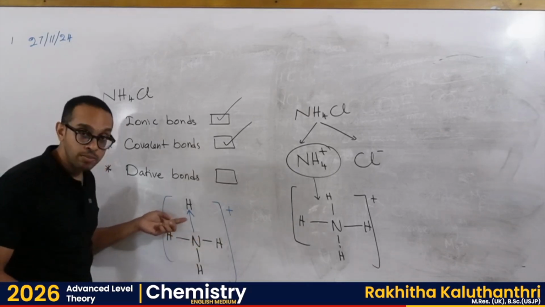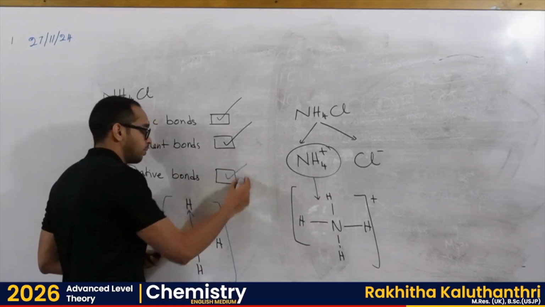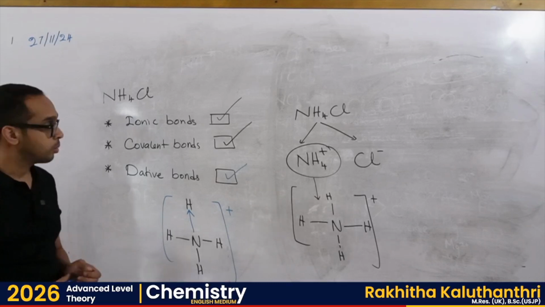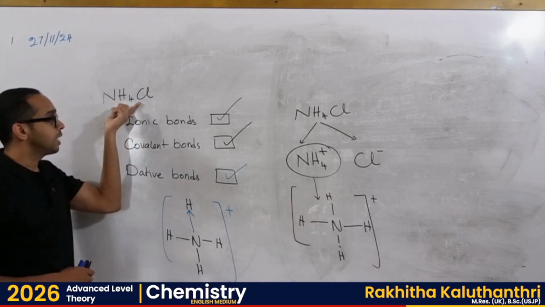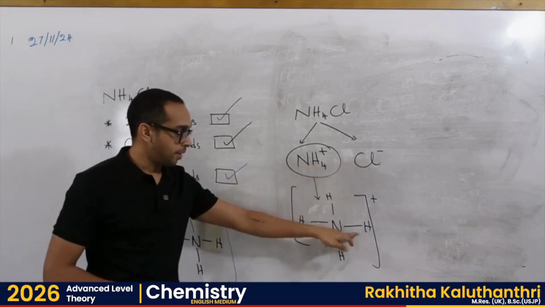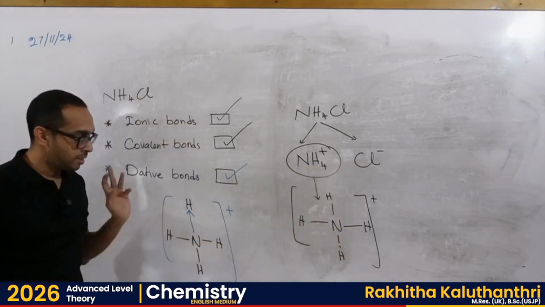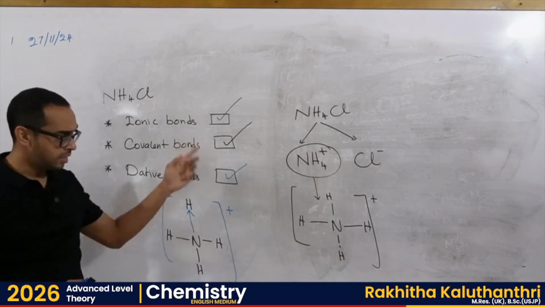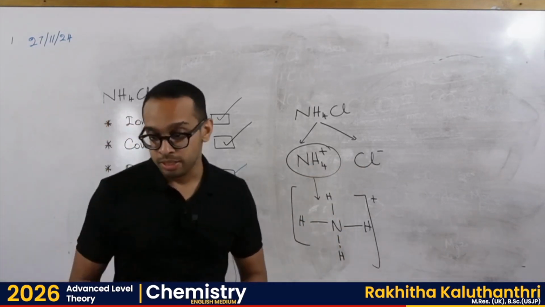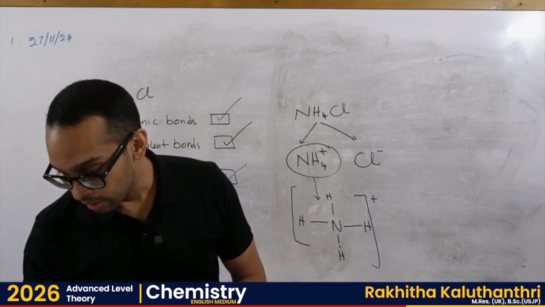So we know there was a dative bond here. If a question like this is asked, you need to say, yes, it has a dative bond. It does have a dative bond. So this compound has an ionic bond between them, and there are simple covalent bonds and one dative bond. It contains all 3. So you need to be vigilant. None of you said dative. Actually, none of you mentioned that.